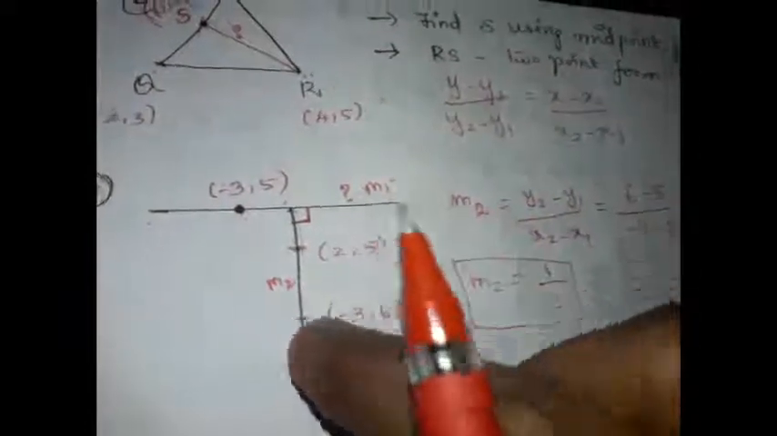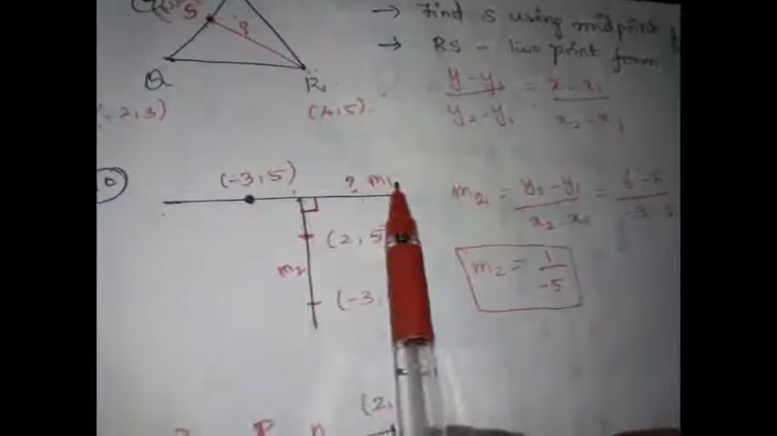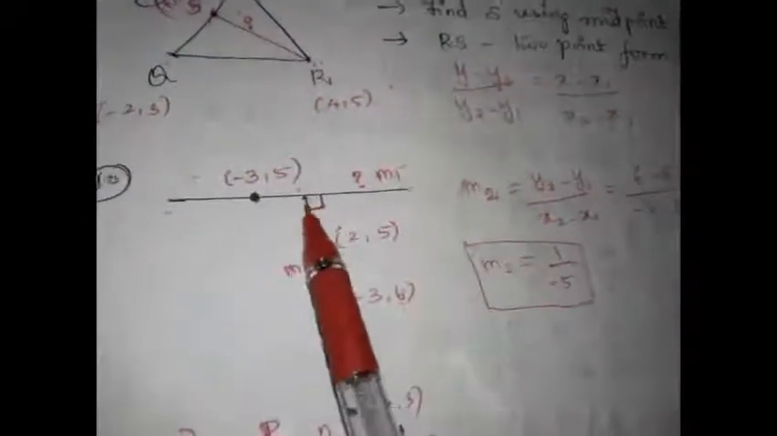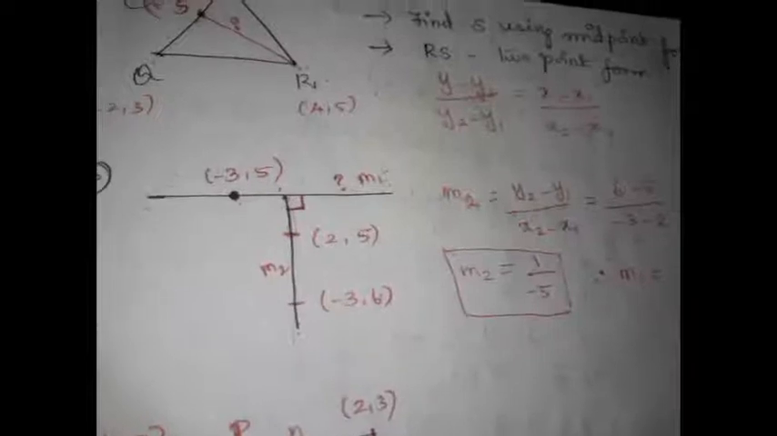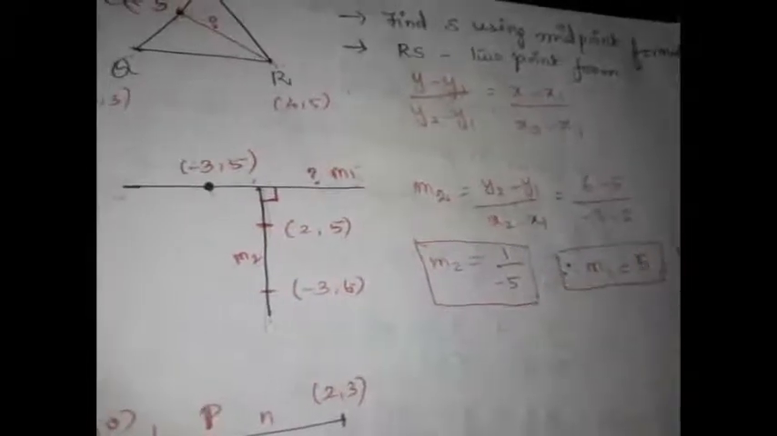But the equation is not asked for this line. They asked you to find the equation of this line. Our required line is perpendicular to this. Therefore, what will be m1? m1 is the negative reciprocal of this. Already this is minus, so this is going to be plus now, right? So, this is going to be plus 1 by 5. If you reciprocate it, it will become 5. Therefore, the slope of the required line is 5.